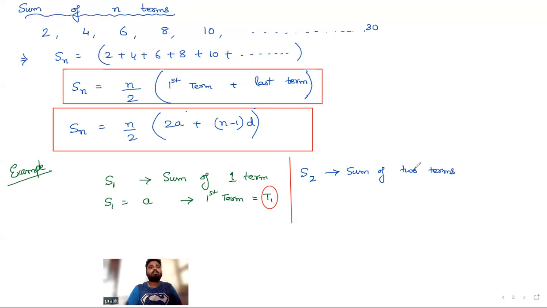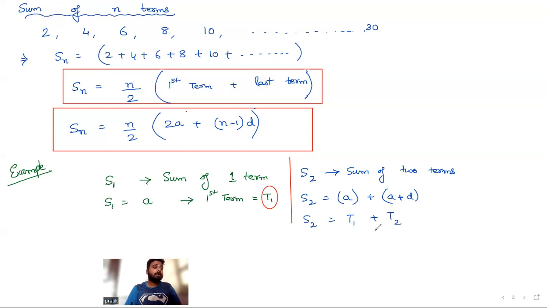Definitely other types of questions are also there, but we're just considering the very trivial ones. Sum of two terms. What does this mean? Sir, first term plus second term. Right? What does S2 mean? Sir, a, which is my first term, and the second term is a plus b. Right? So now it is your T1 and T2. What is this? S2 is basically T1, which is the first term, and T2.